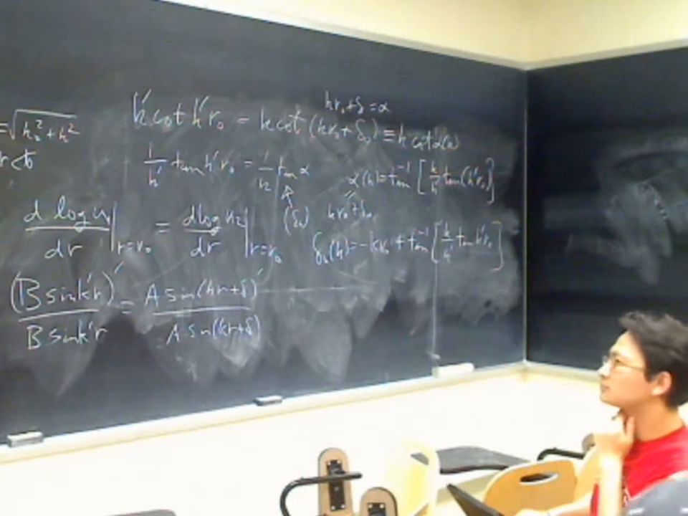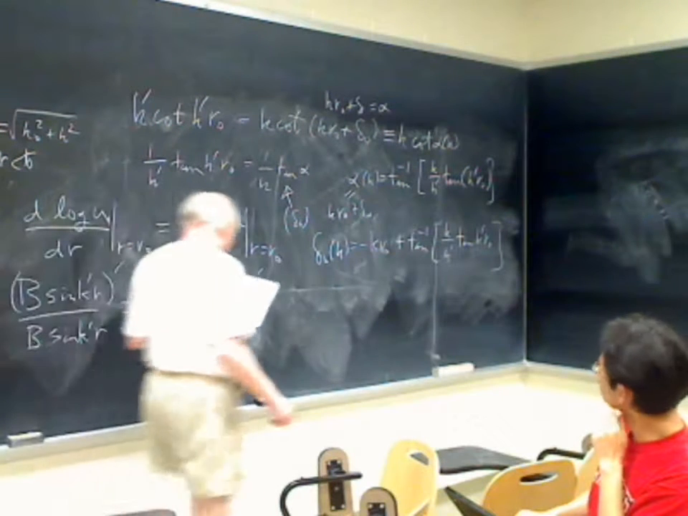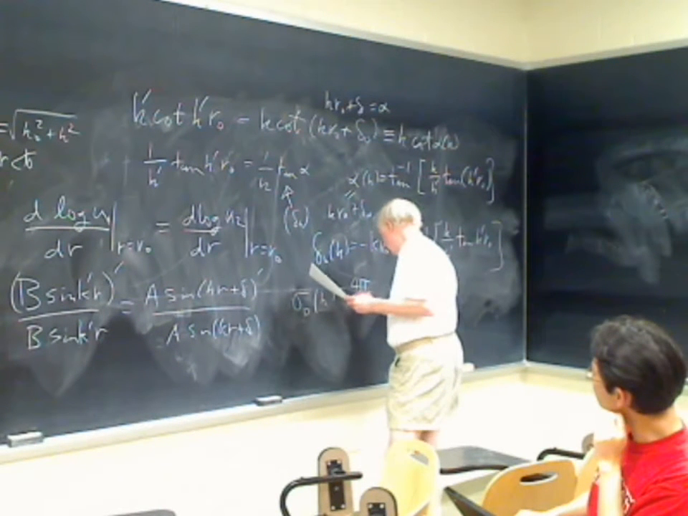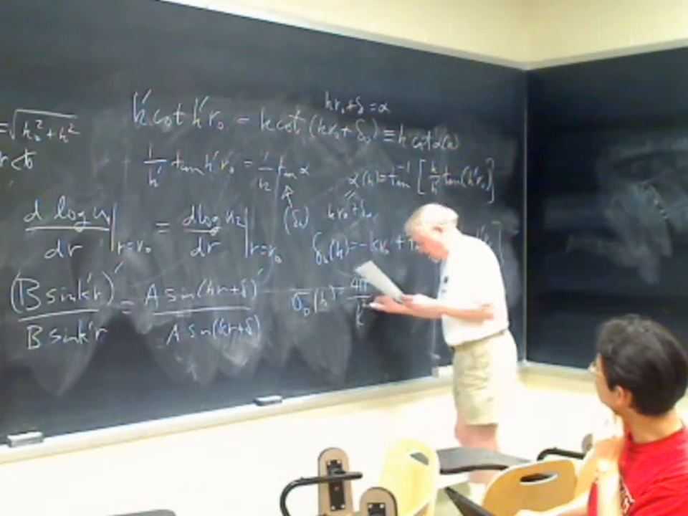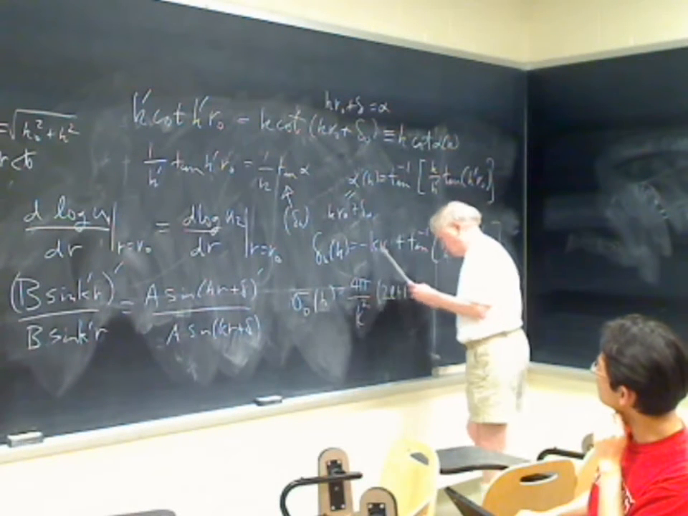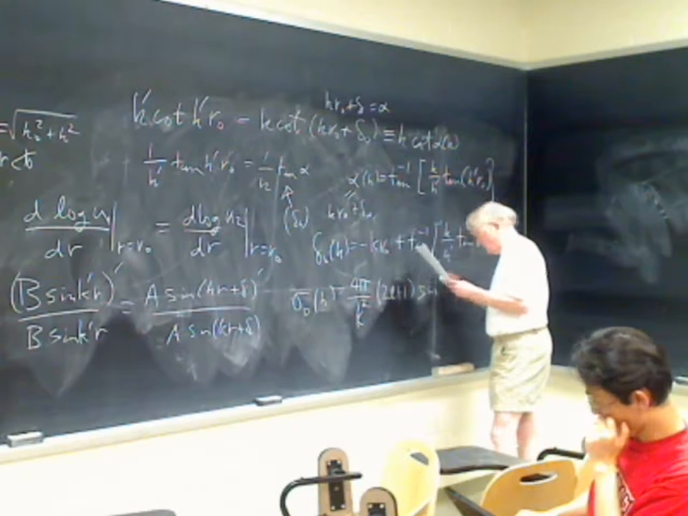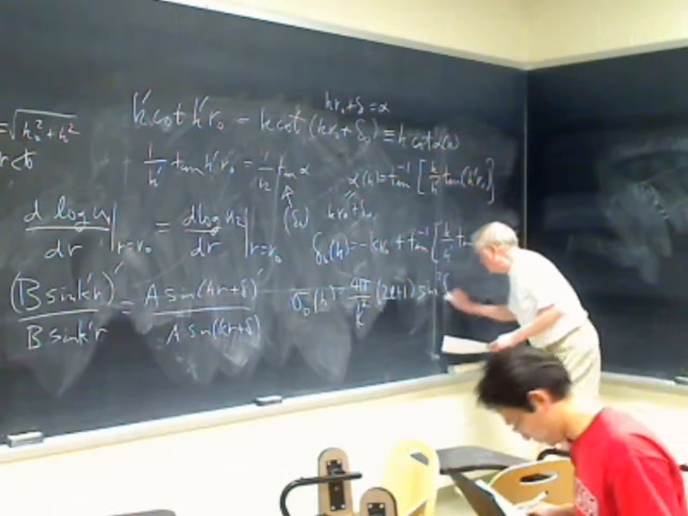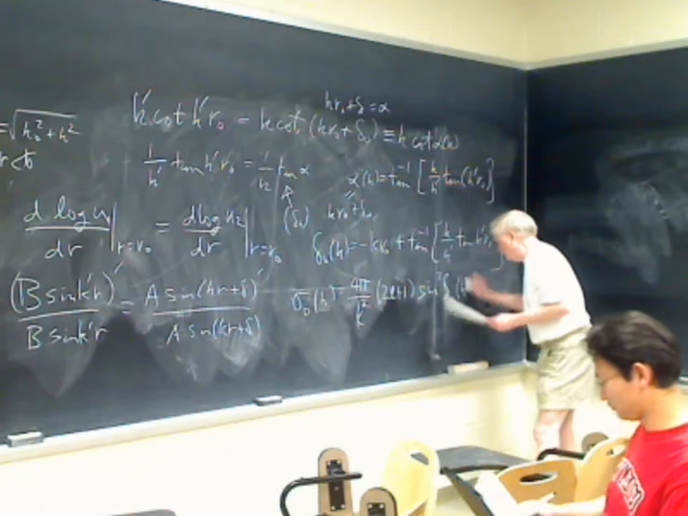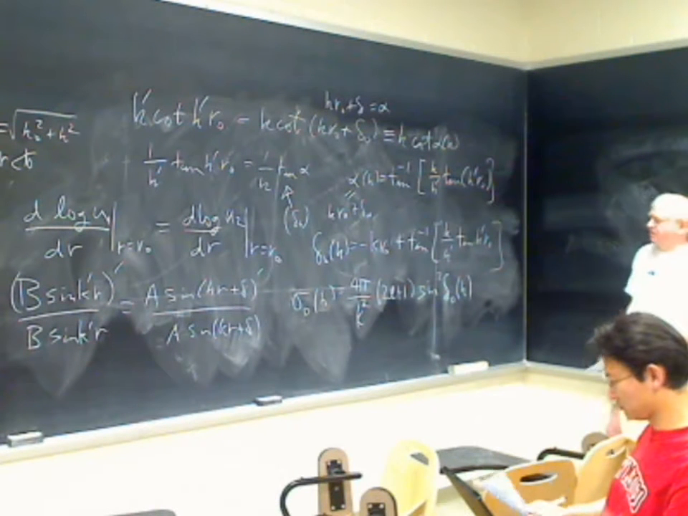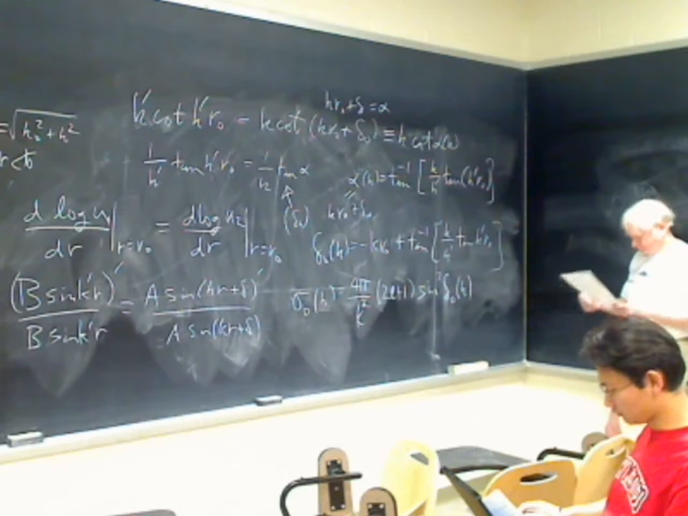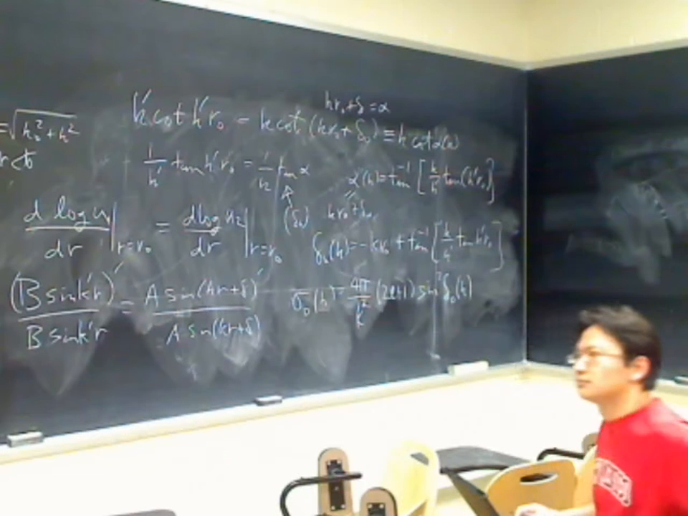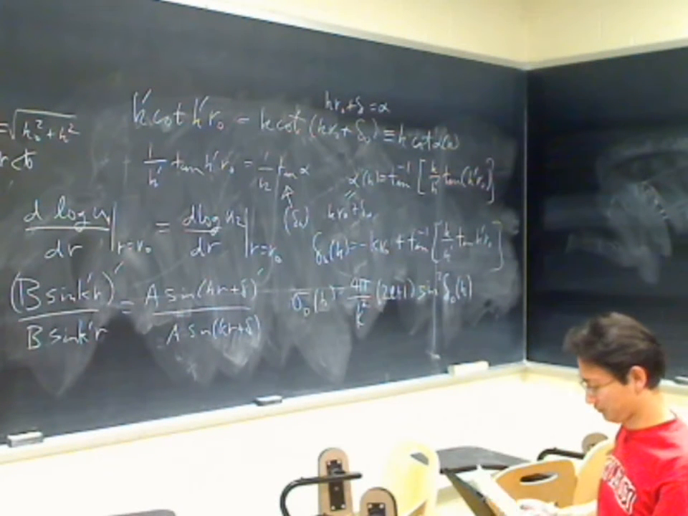So this is the S-wave phase shift. And of course, the S-wave cross section sigma 0 of k is 4 pi over k squared, 2l plus 1, sine squared delta 0. It's hard to write this, chalk on a low level when your arm is pointed down. Okay, so that's our formula for the phase shift.